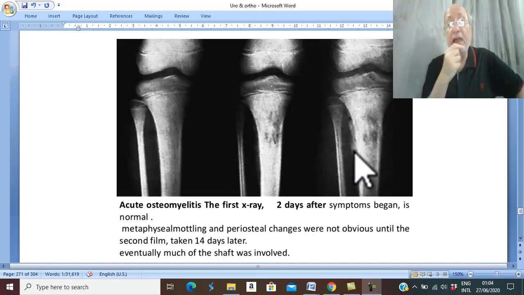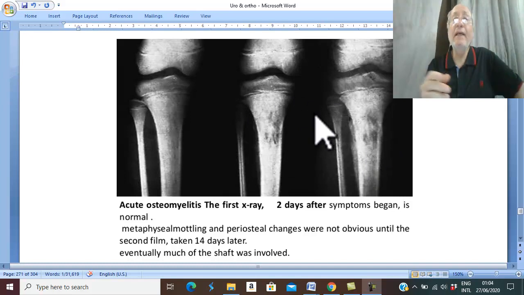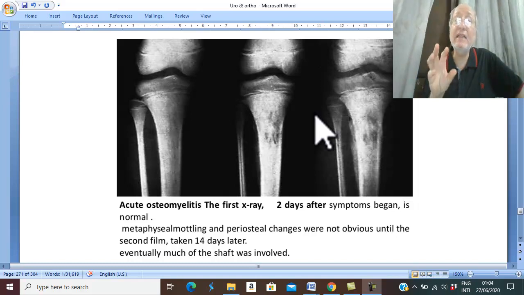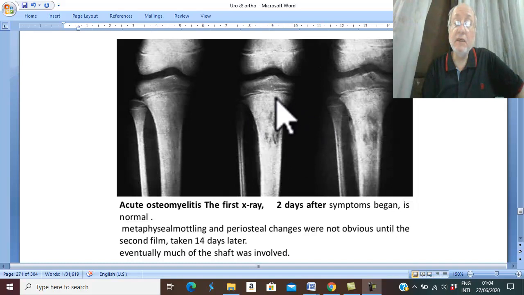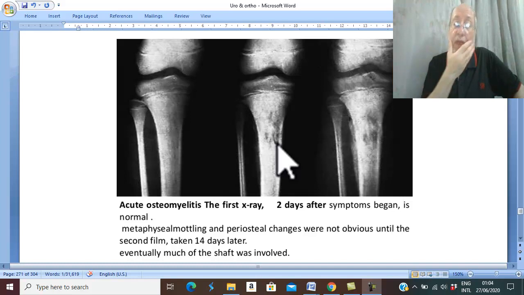MRI is better than plain X-ray. It shows manifestations of acute osteomyelitis before appearance in X-ray. Radioactive isotopic scanning may show increased activity in this area. Increased activity may be metastases, may be acute osteomyelitis. Therefore, in radioactive isotopic scanning of bone there is increased activity, but this is not specific for acute osteomyelitis. What is the treatment of this patient?